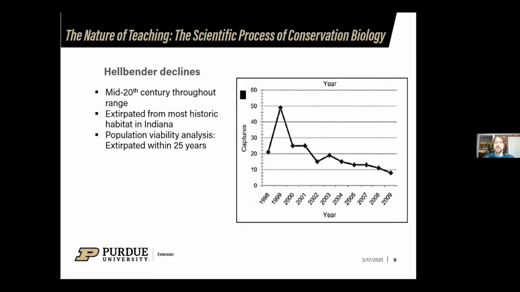About 10 years ago, we did a population viability analysis on this remaining population. And what we found was that if we did no form of management, they would be extirpated within 25 years. So if we did nothing from about 2011 onwards, it would only be about 25 years until the species was entirely gone from Indiana. And that prompted the Indiana DNR and Purdue University to really start looking at ways to improve the population of hellbenders in Indiana.